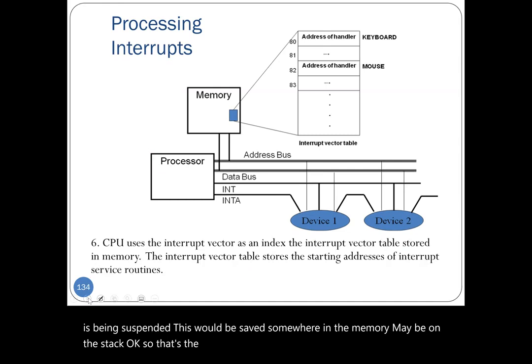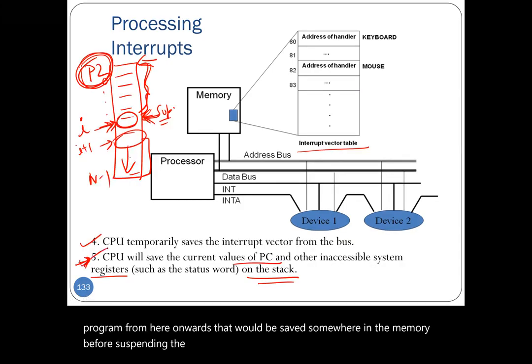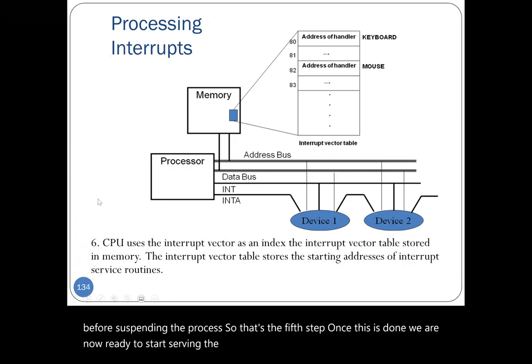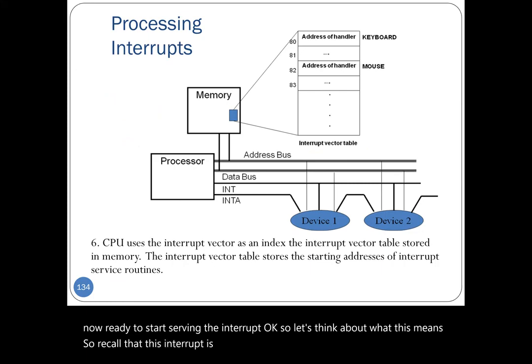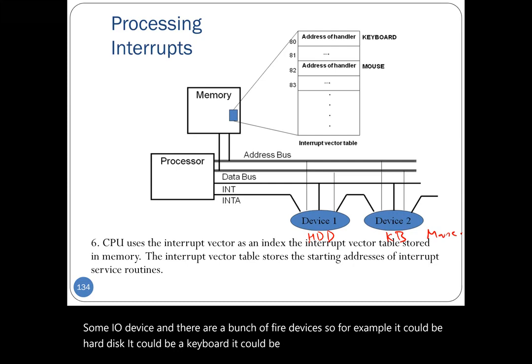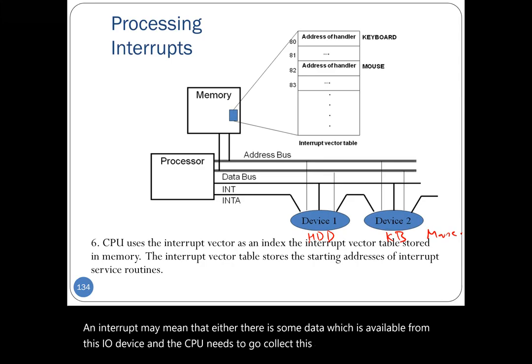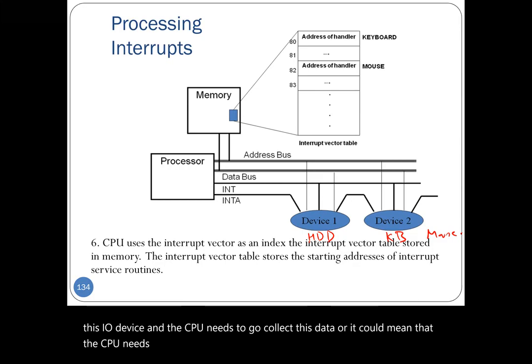Now once this has been done, we are ready to serve or handle the interrupt. Let's think about what this means. Recall that this interrupt is coming from some IO device, and there are a bunch of IO devices. For example, it could be a hard disk, a keyboard, a mouse, and so forth. An interrupt may mean that there is some data available from this IO device and the CPU needs to go collect this data, or it could mean that the CPU needs to write some data into this IO device.